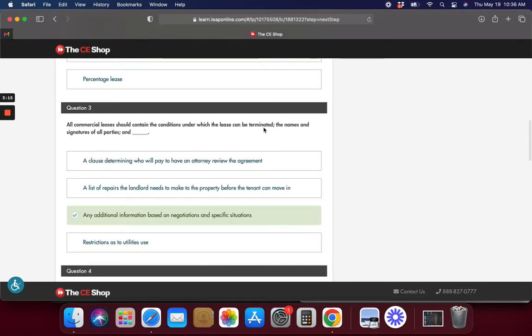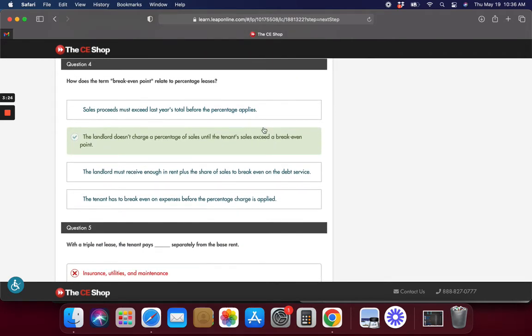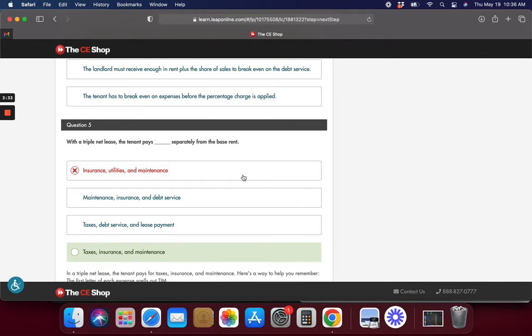All right, all commercial leases should contain the conditions under which the lease can be terminated, the name, signatures, any additional information. Break-even point is the landlord doesn't charge a percentage of sales until the tenant's sales exceed a break-even point. All right, so in a triple net lease, the tenant pays taxes, insurance, and maintenance separate from the base rent. The utilities must still be included in the base rent.